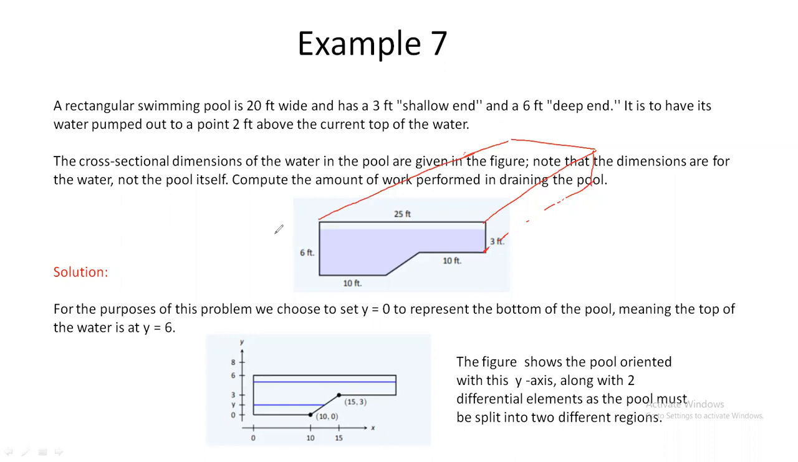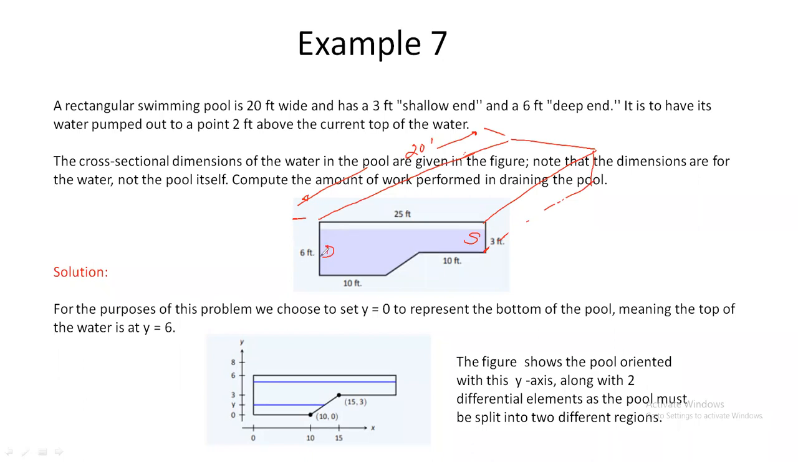So a rectangular swimming pool is 20 feet wide. So this is the 20 feet. From this part here to this part here is 20 feet. Okay? It's 20 feet and has a 3 feet shallow end. So this is the shallow end. And a 6 feet deep end. So this is the deep end for the pool.